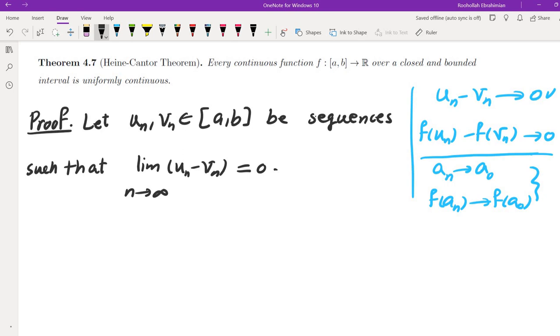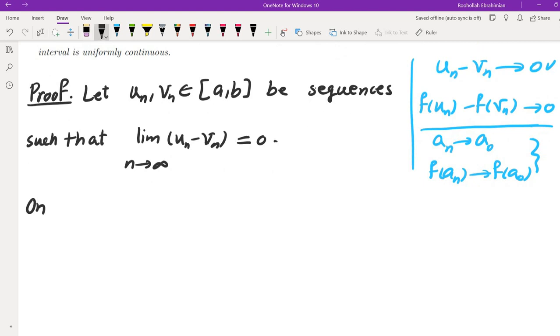And that is where we could use the sequential compactness theorem again. When you have a sequence that is inside a closed interval, we can apply sequential compactness and create a subsequence. However, even if we show for a subsequence f of u n k minus f of v n k approaches 0, that's not enough to show f of u n minus f of v n is approaching 0. So first I need to prove that f of u n minus f of v n approaches 0. Let's see what happens if it doesn't approach 0.